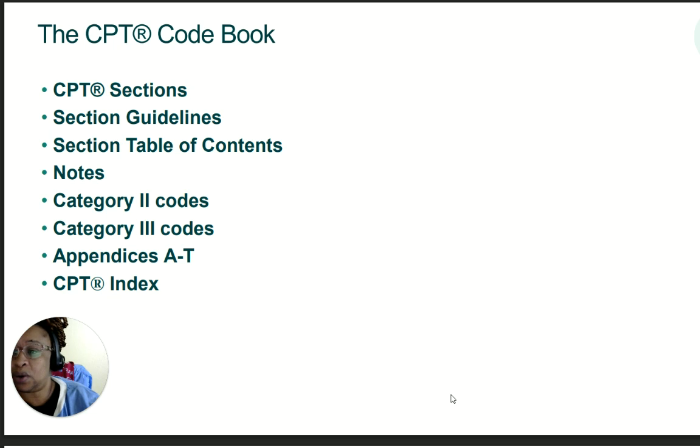We also have Category 2 codes, Category 3, the Appendix A through T, and the CPT Index, where you can find all your descriptions for your procedures or services.